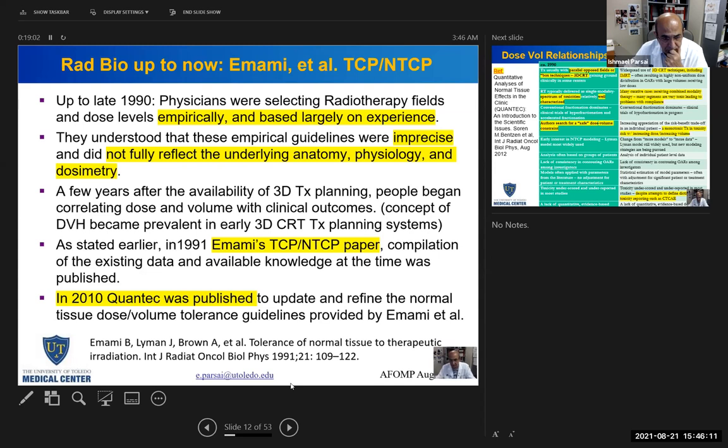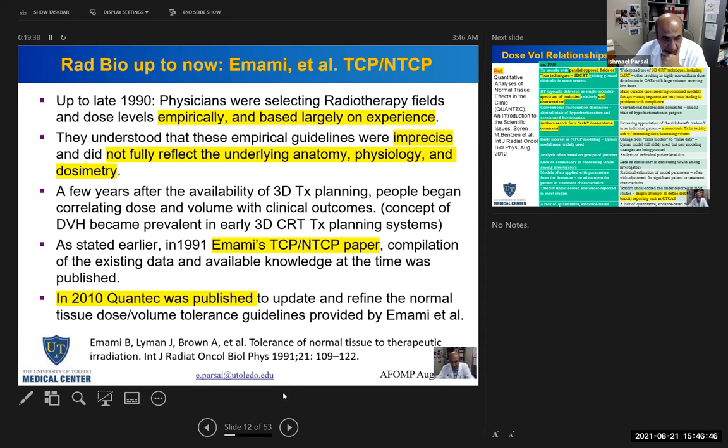the concept of dose volume histogram became prevalent in the early days of 3D conformal therapy, where we were able to input the 3D volume of the CT scan into the computer system and see the dose distribution in every corner or every aspect of the 3D volume and come up with DVHs, which became a major tool for knowing the goodness of any plan for physicists and physicians.